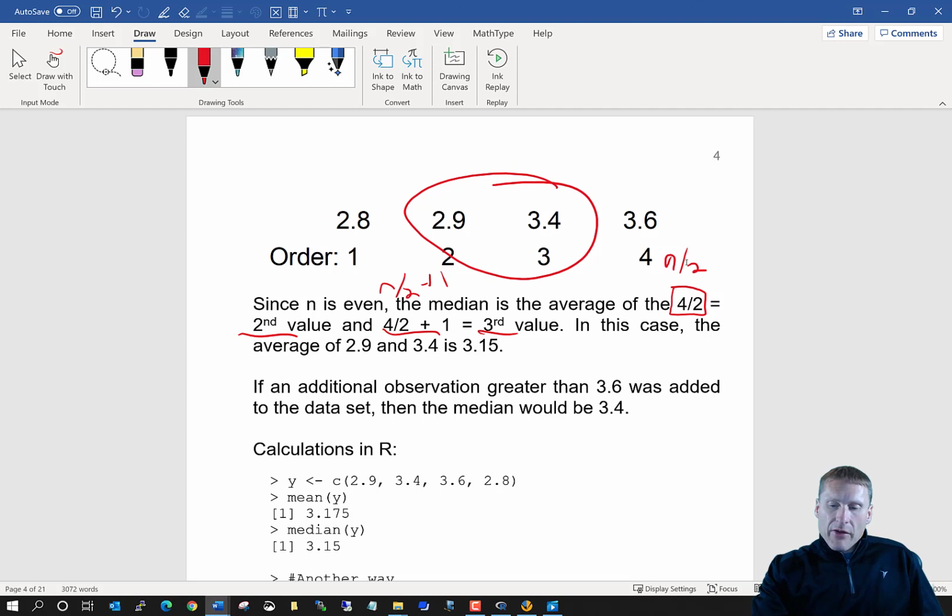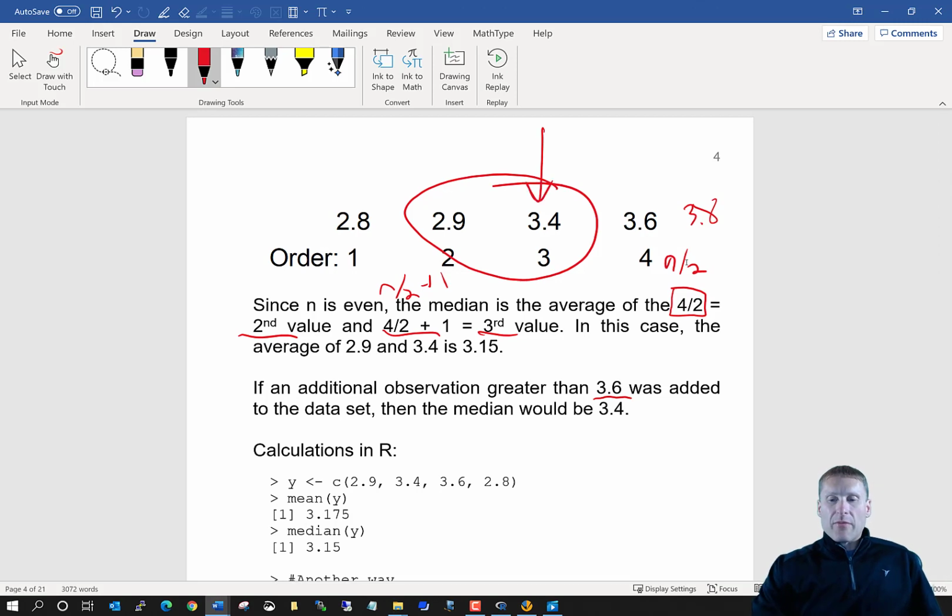Suppose though we added another observation that was greater than 3.6 to our data set. Maybe it was 3.8. In that case, now we have an odd number of items, and simply the median would be that middle value after you order them. It would be 3.4.